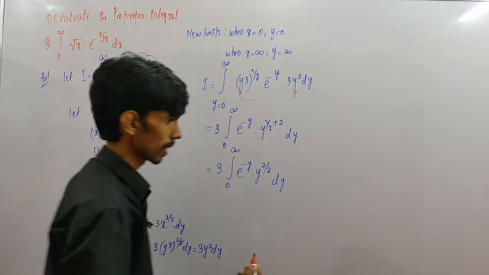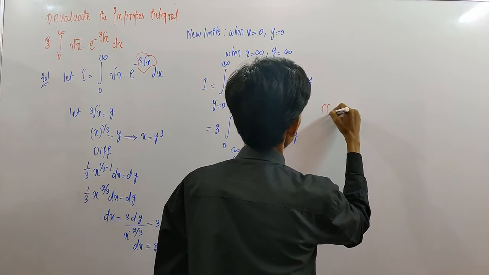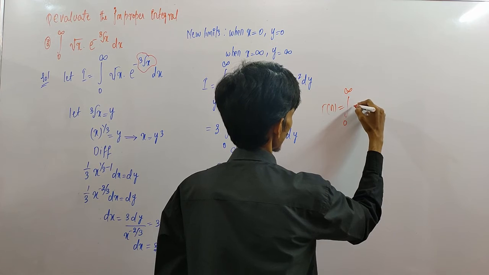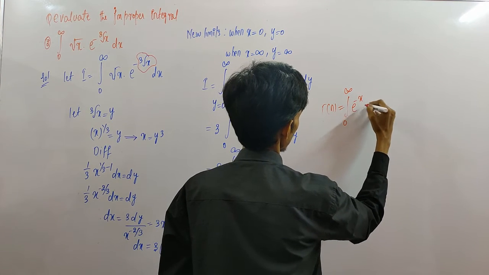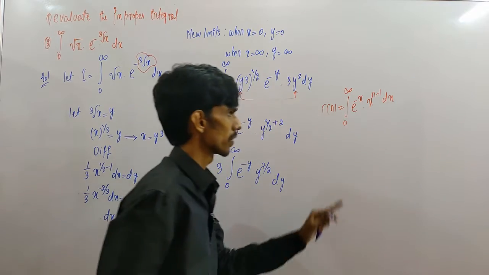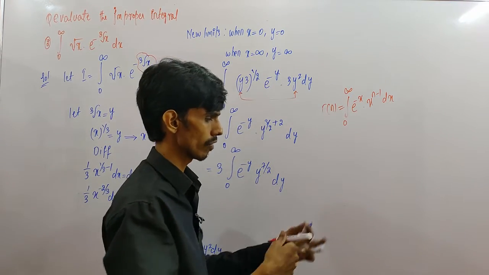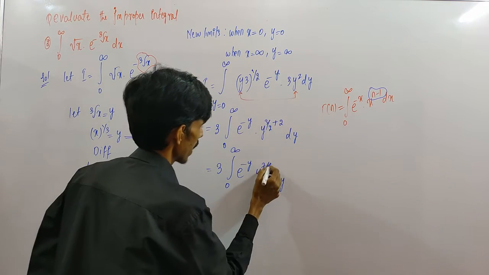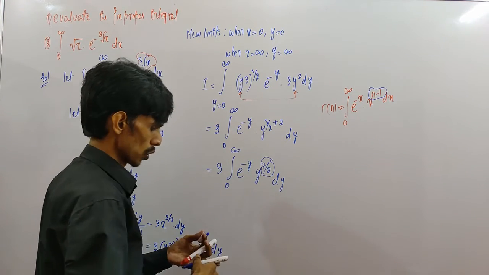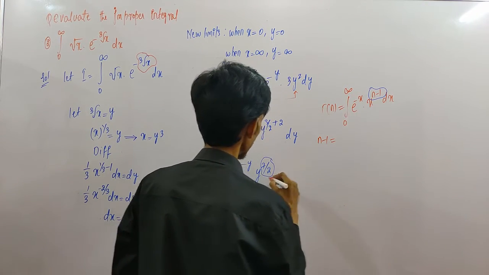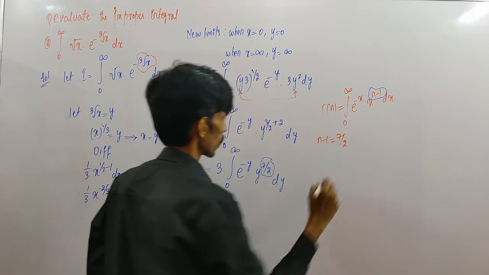We know that the gamma function, gamma of n, is defined as the integral from 0 to infinity of e to the power of minus x into x to the power of n minus 1 dx. This is the standard definition of the gamma function. Here we have n minus 1, and here we have 7 by 2. So by comparing the n minus 1 value, we have 7 by 2.